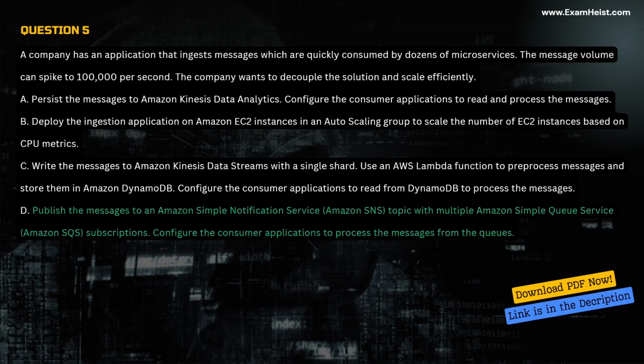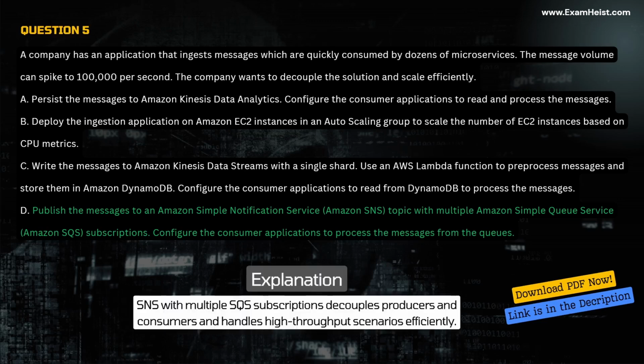Correct answer D. Publish the messages to an Amazon Simple Notification Service, Amazon SNS, topic with multiple Amazon Simple Queue Service, Amazon SQS, subscriptions. Configure the consumer applications to process the messages from the queues. Explanation: SNS with multiple SQS subscriptions decouples producers and consumers and handles high-throughput scenarios efficiently.